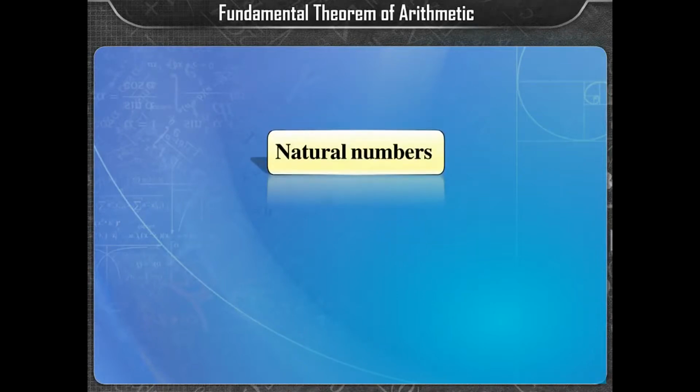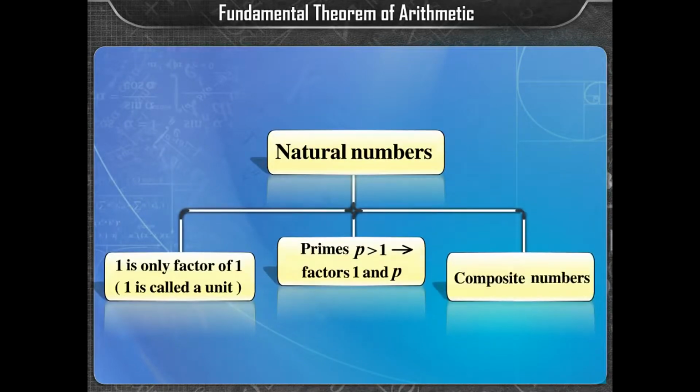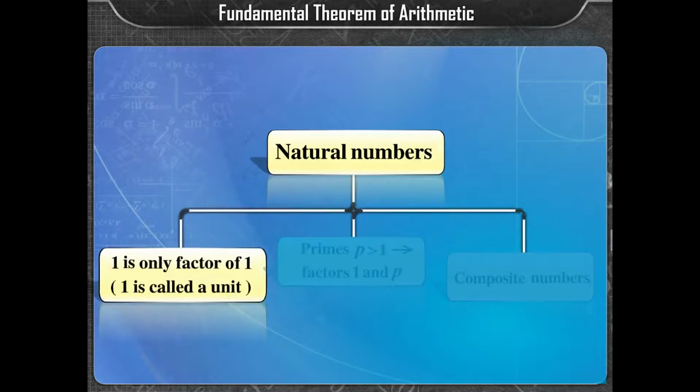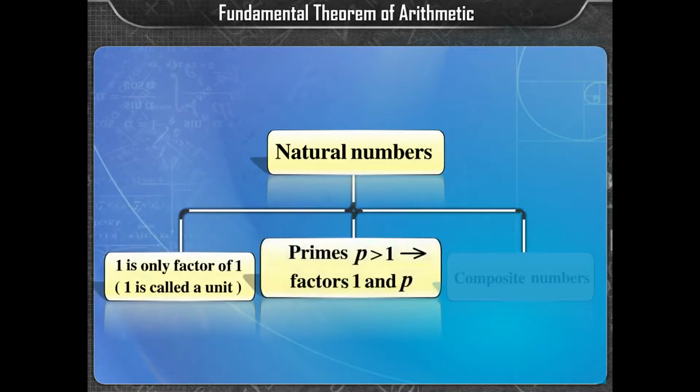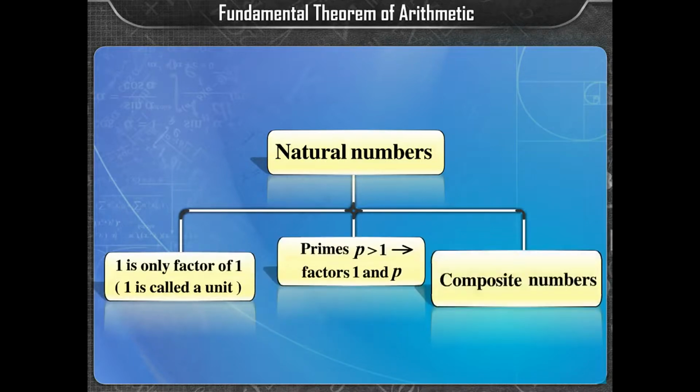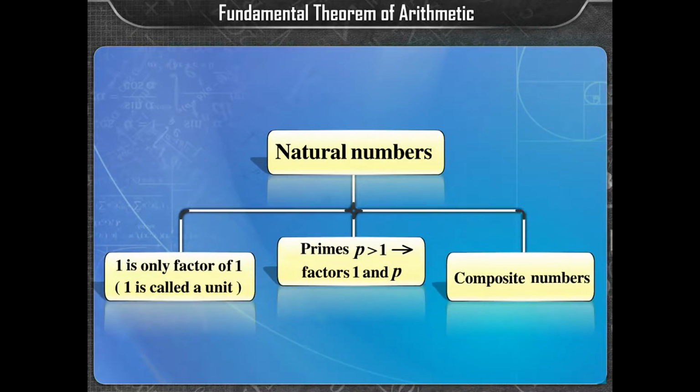Natural numbers can be divided into three classes. 1. 1 is the only factor of 1; 1 is also called a unit. 2. A number p greater than 1 whose only factors are p and 1, a prime. 3. Composite numbers.